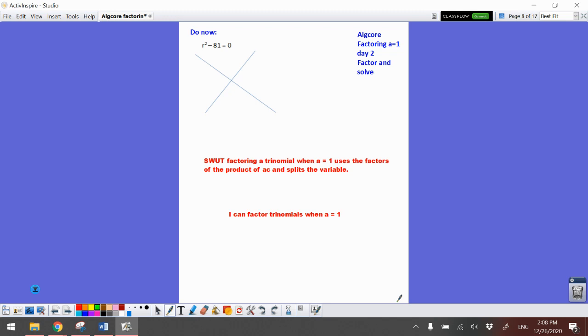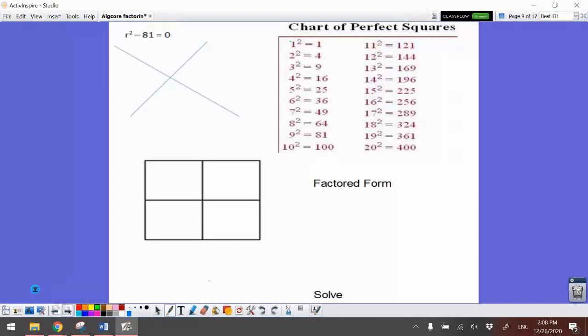Let's keep working on factoring trinomials when a is 1. So we're going to take a look at a crisscross here to start with, and this one only has 2 terms. This is kind of an interesting problem. So we have r squared minus 81.